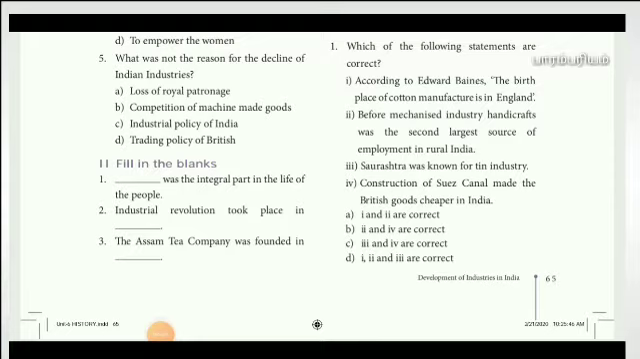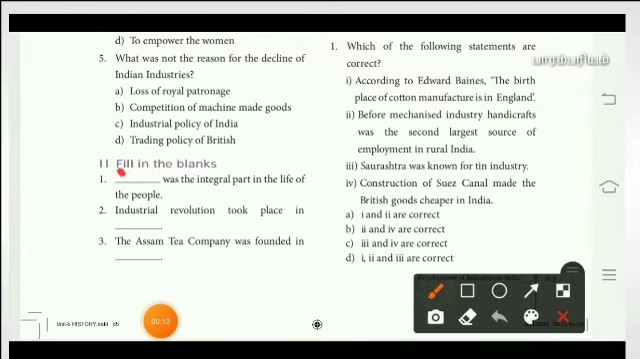Next we pass on to the fill in the blanks. First one, dash was the integral part in the life of the people. The answer is craft. C-R-A-F-T. Craft was the integral part in the life of people. The second one is, industrial revolution took place in dash. The answer is England.